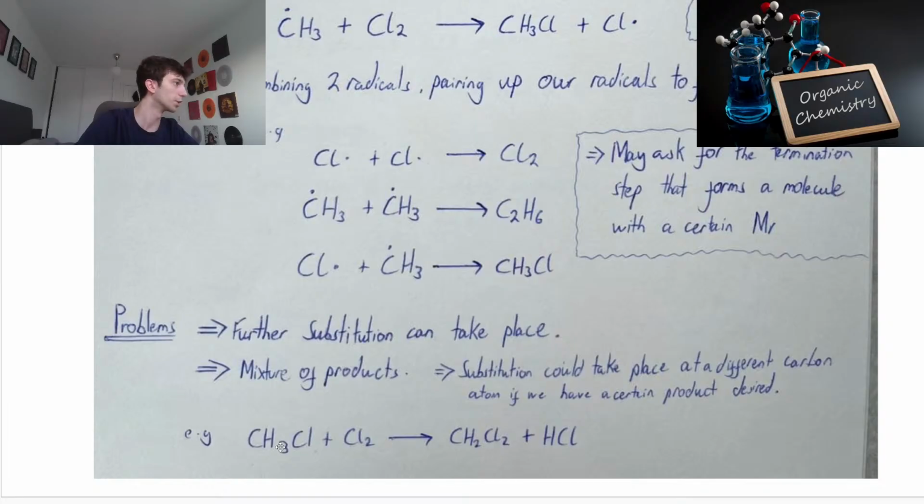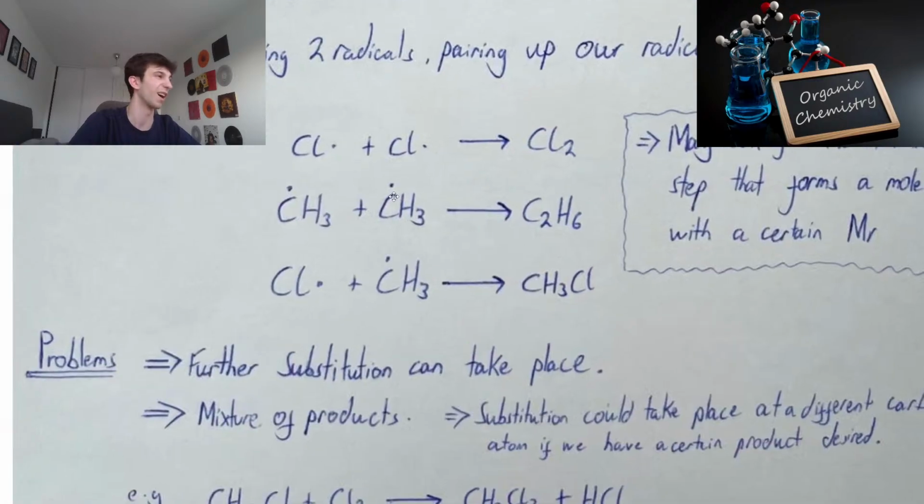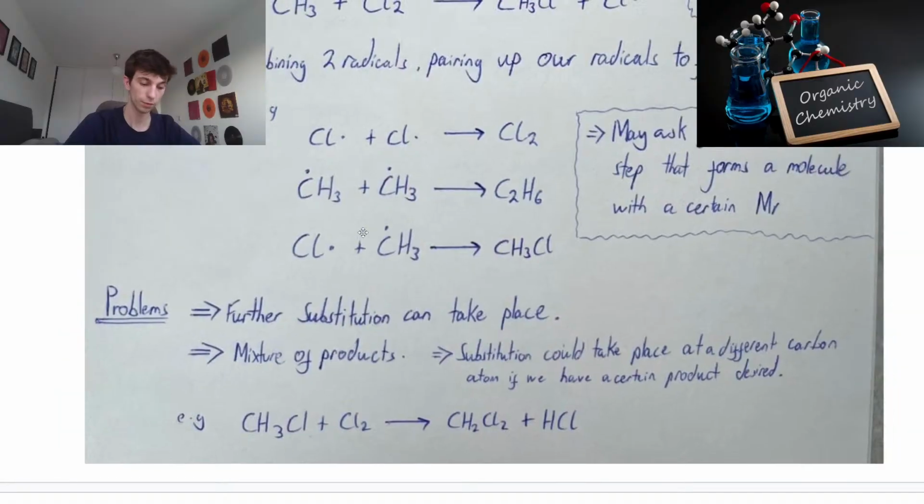Do you get penalized for putting the radical somewhere else? No, the dot can go anywhere, but I'm just putting it where that unpaired electron actually is. So that's free radical substitution, guys.